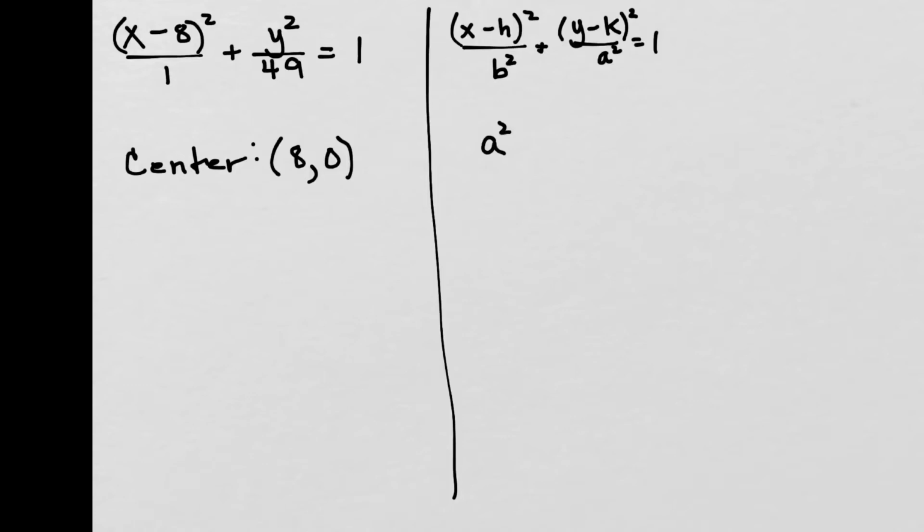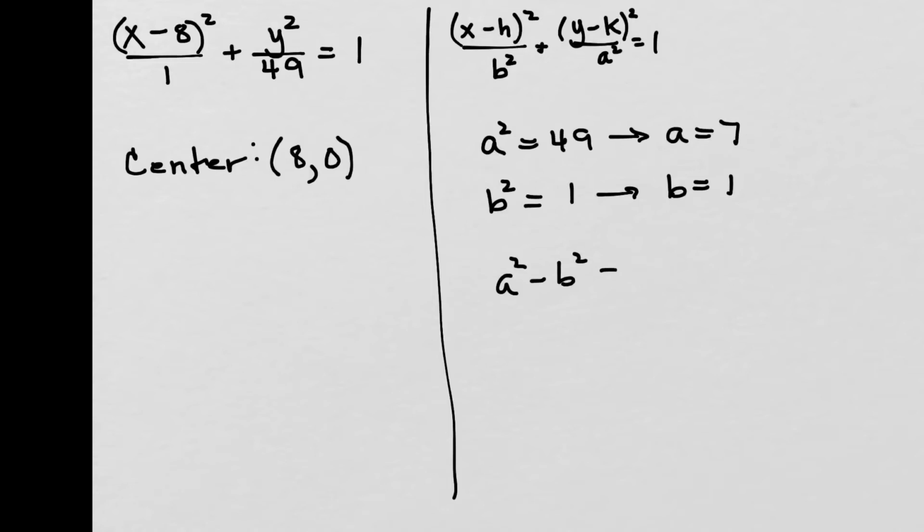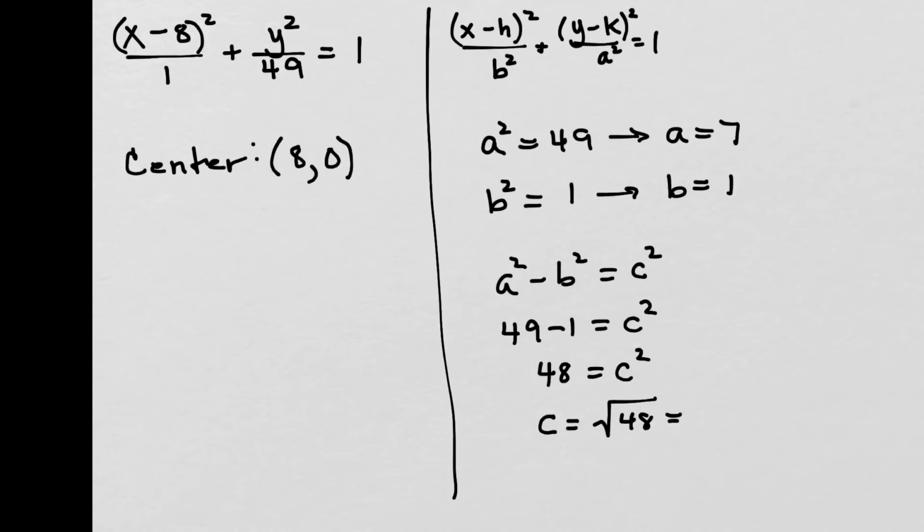So we know that a squared is 49, which makes a 7. b squared is 1, which makes b 1. And a squared minus b squared is equal to c squared. So that makes c squared 48. And to find c then, I just take the square root of both sides, and I'm not worried about the plus minus because we're going to include that in a second. So I just make c the positive root, and the square root of 48 I can write as 4 times the square root of 3.